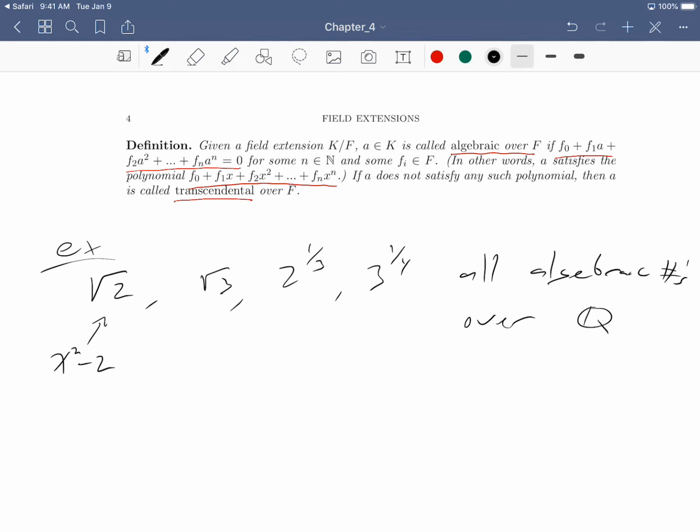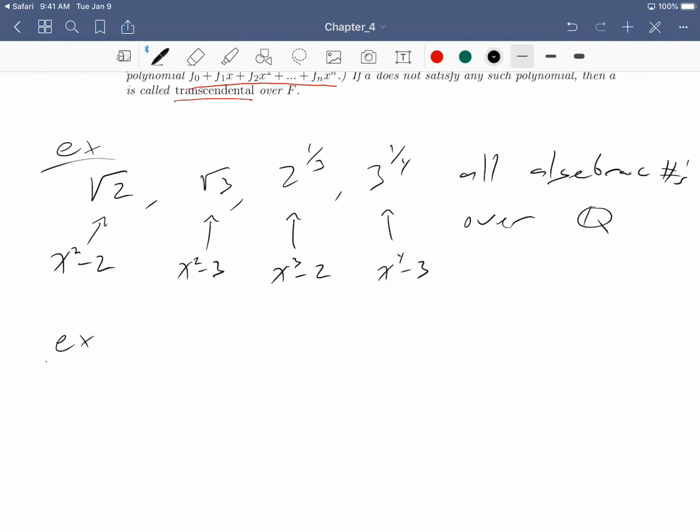Here are the polynomials. x squared minus 2: root 2 is the root of that polynomial. x squared minus 3: root 3 is the root of that polynomial with rational coefficients. 2 to the 1/3 is the root of x cubed minus 2, which has rational coefficients. 3 to the 1/4 is the root of x to the 4th minus 3. But pi and e are transcendental. So they are not the roots of polynomials with rational coefficients.